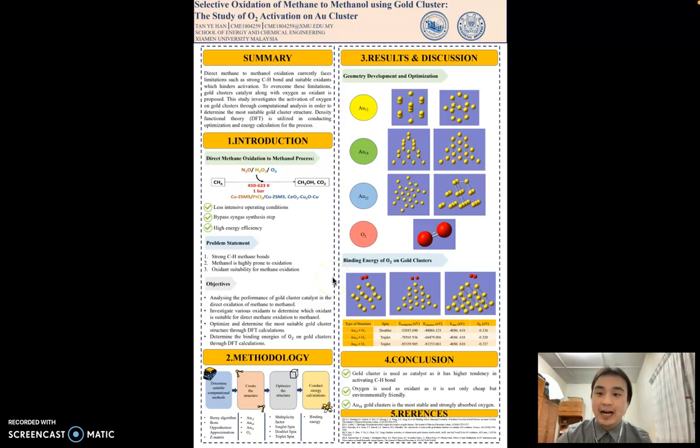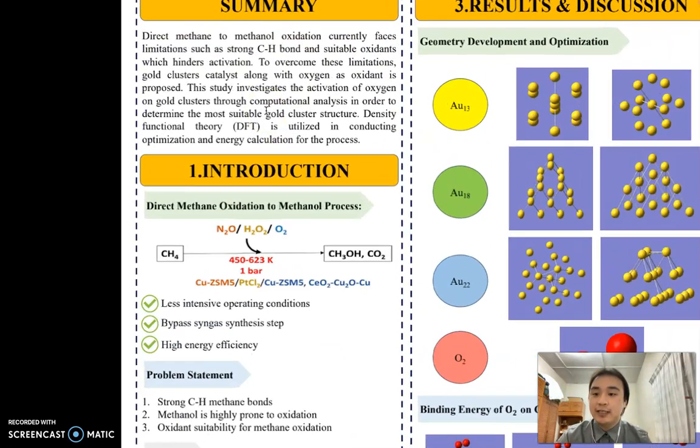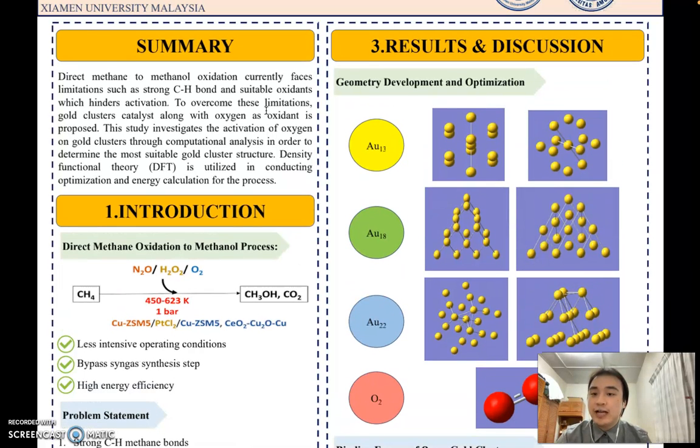I am Tanya Han, and today I'll be presenting on the poster titled Selective Oxidation of Methane to Methanol using Gold Clusters, the study of oxygen activation on gold clusters. The current process of direct methane to methanol oxidation comes with some limitations, which include the strong carbon-to-hydrogen bond of methane and a suitable oxidant for the direct oxidation process. Herein, this work proposes the use of gold catalyst along with oxygen as oxidant to overcome the limitations. Additionally, computational analysis is conducted to study the activation of oxygen molecule onto gold clusters through optimization and energy calculations.